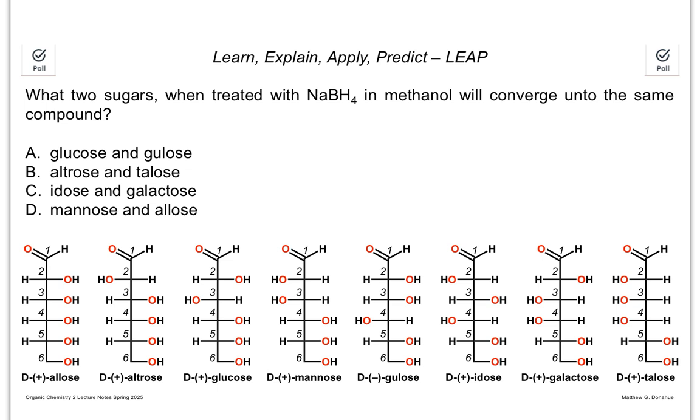So here's all 8. You're going to take all of them and reduce them, so the aldehyde becomes the primary alcohol. 2 of them will converge upon the same compound. Which pair? What'd you say? Is it B? B as in boy. That appears to be correct. So altrose and talose.